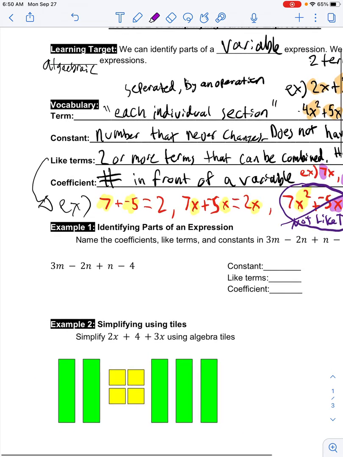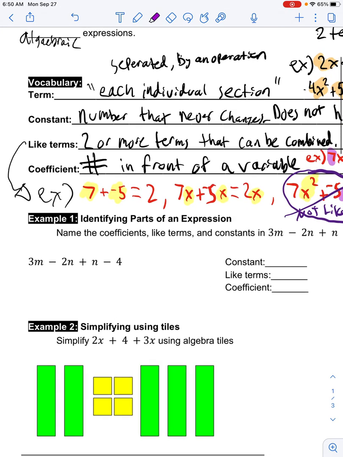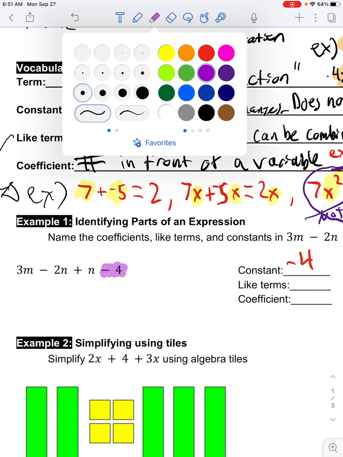Identifying parts of an expression: name the coefficients, like terms, and constants in the following expression. All right, my constants are numbers that never change and do not have a variable. I only see one number that does not have a variable, and that's -4.